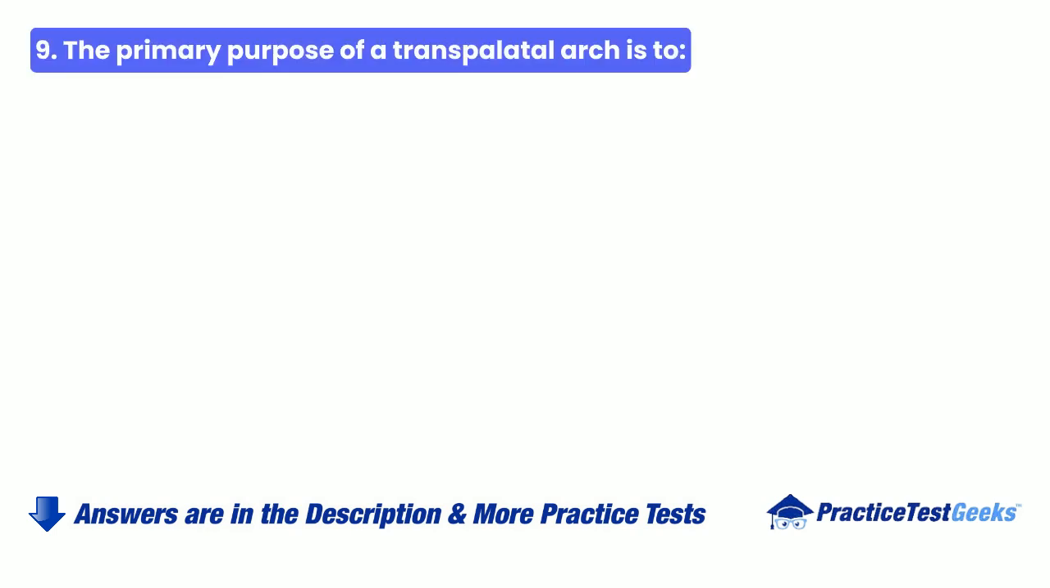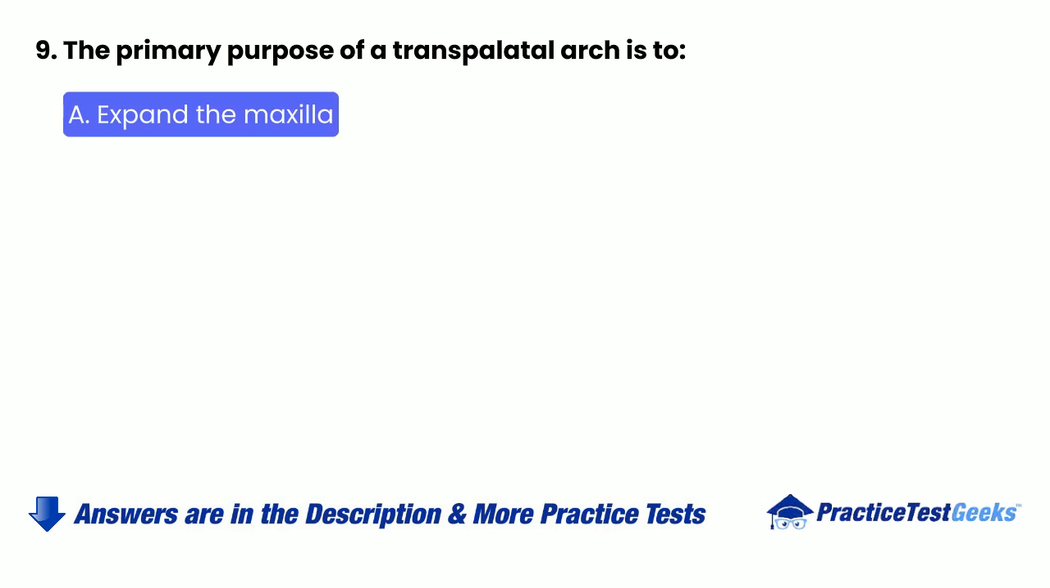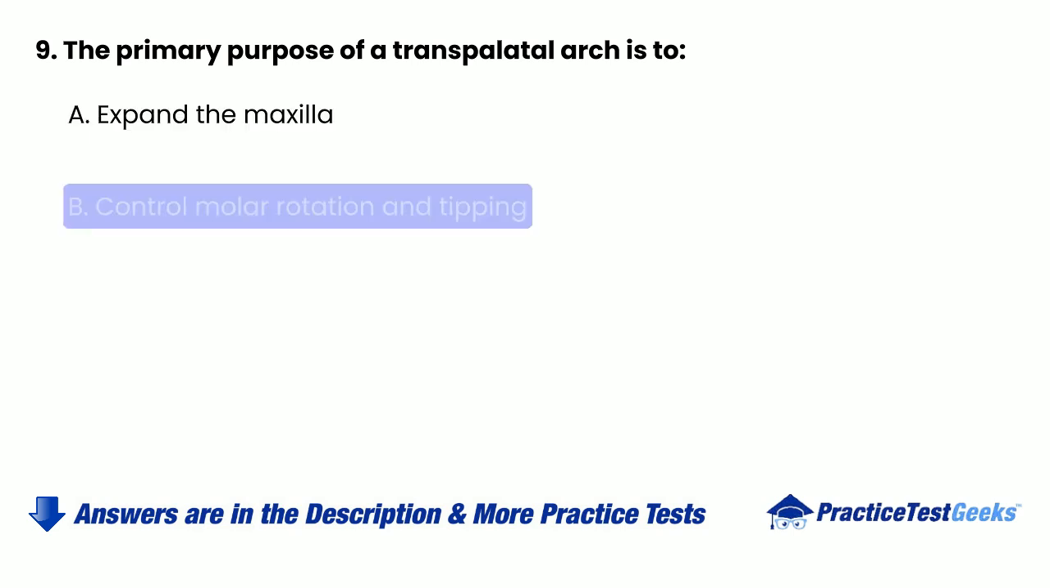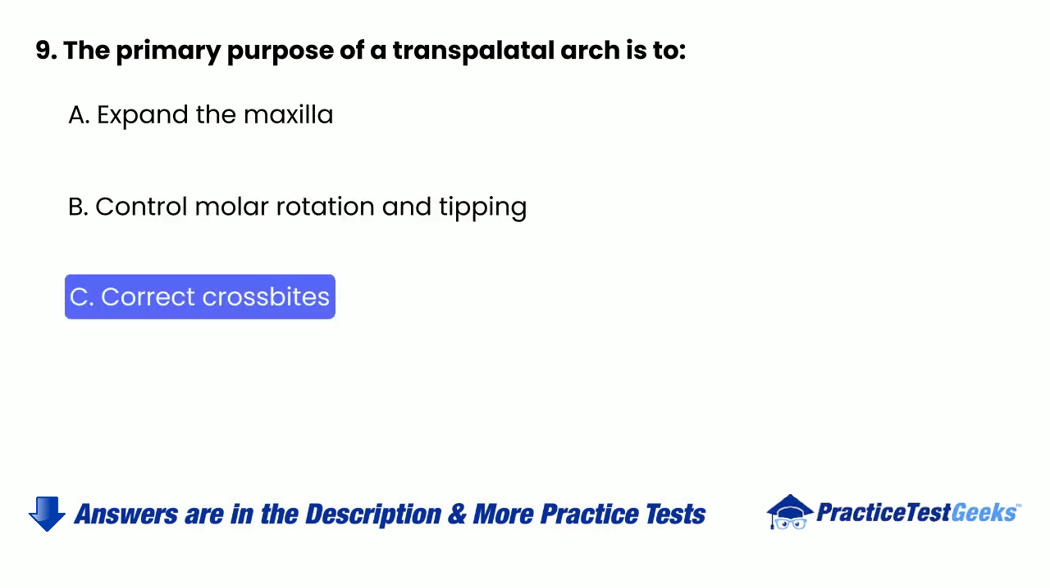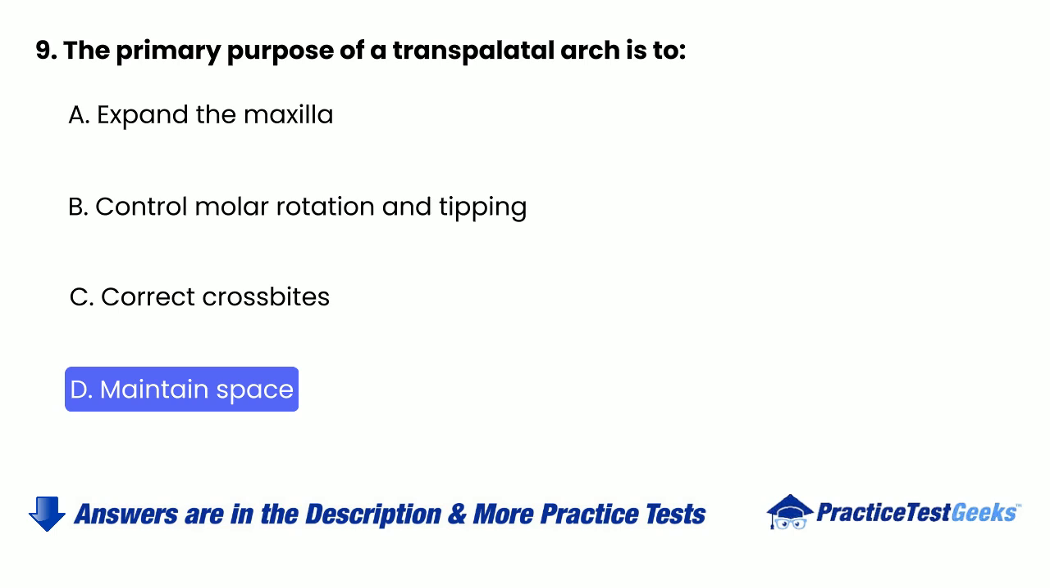9. The primary purpose of a transpalatal arch is to: A. Expand the maxilla. B. Control molar rotation and tipping. C. Correct crossbites. D. Maintain space.